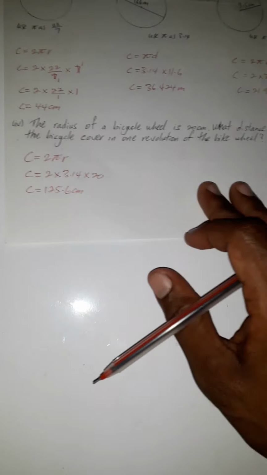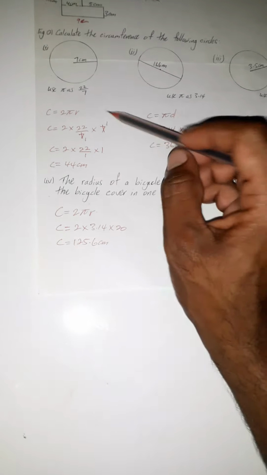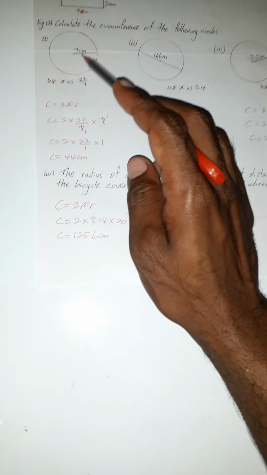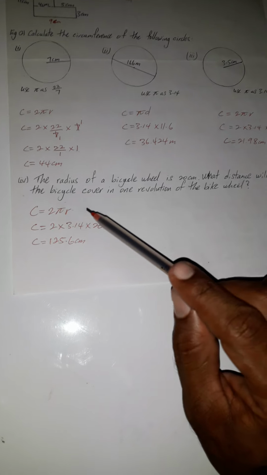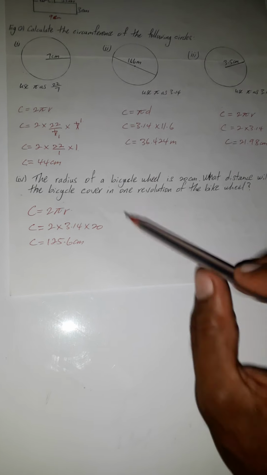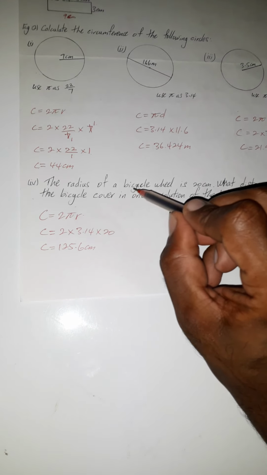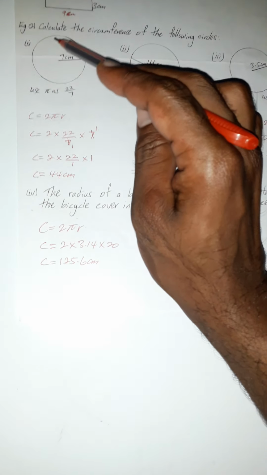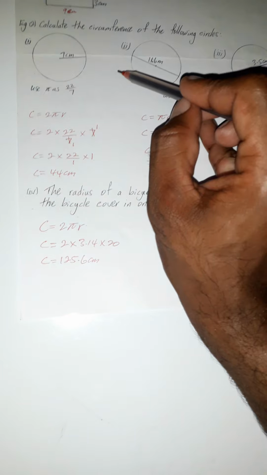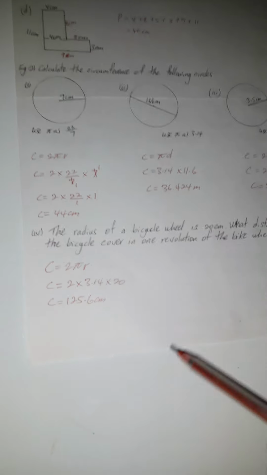Alright, here is a worded question. The radius of a bicycle wheel is 20 cm. So here we have a bicycle wheel, the radius is 20 cm. What distance will the bicycle cover in one revolution? One revolution means that it goes around one time. So let's say if this is a bicycle wheel and it turns 360 degrees, because a circle is, that's a full revolution.